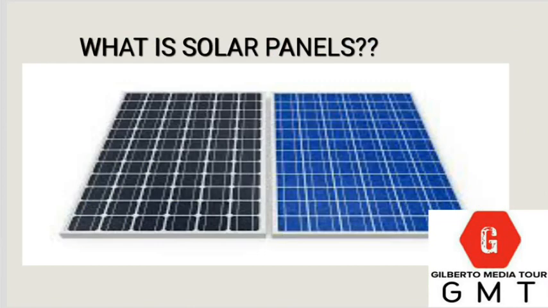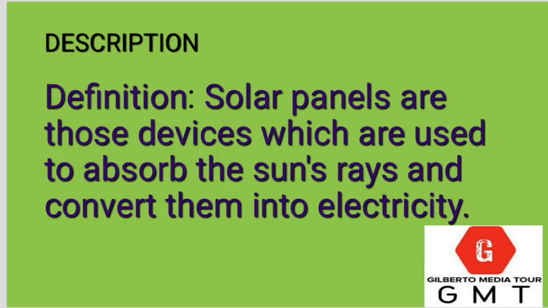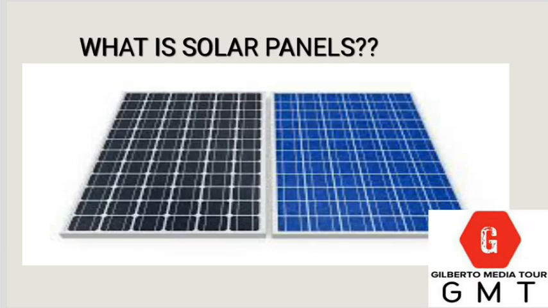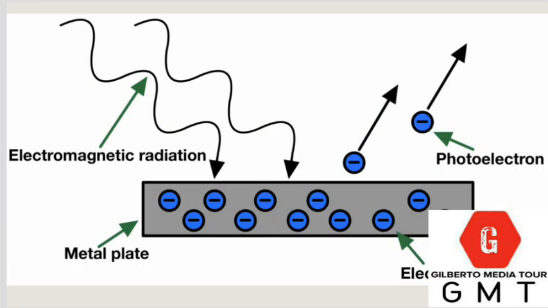Firstly, let's define what a solar panel is. A solar panel can be defined as a device used to absorb the sun's rays and convert them into electricity. It means that these solar panels are able to convert the photons from the sun. There is what we call electromagnetic radiation from the sun in terms of photons or light. This light from the sun is absorbed by the metal plates of the solar panel.